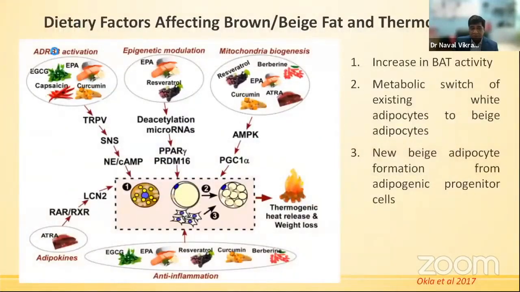Here are a few more. These are a few nutritional factors: capsaicin, curcumin. They act via adrenergic beta-3 activation. These act by epigenetic modulation and increase in mitochondrial biogenesis. So all this leads to change of the white adipocyte into the brown or beige adipocyte. So these increase fat activity. They induce a metabolic switch of existing white adipocytes, as well as lead to new beige adipocyte formation.